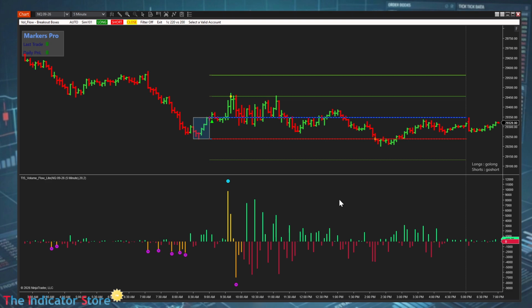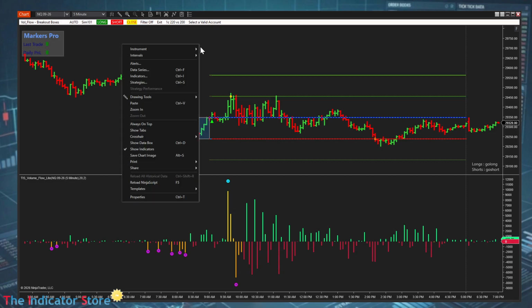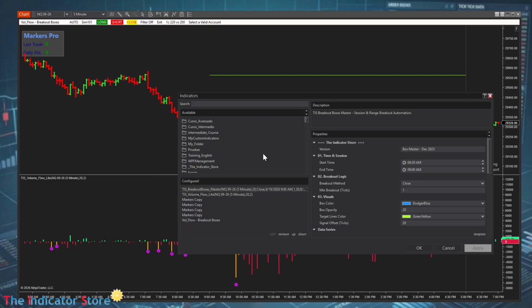So the idea is we can filter those signals. One is we have support and resistance. Outside of the session, all the signals are ignored. And when we have the box, then we take only longs over this level, only shorts below this level. In other words, using markers, we can take only this long because it is over the blue line, and the short is ignored.